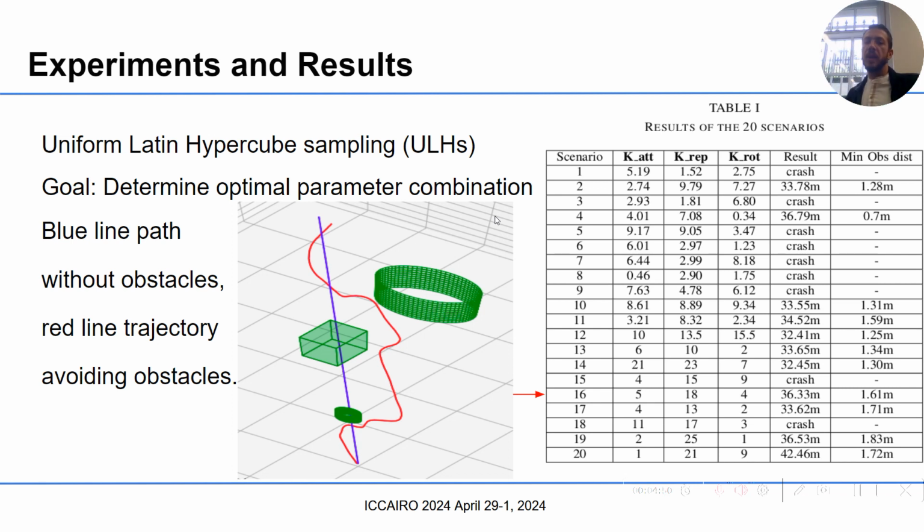We used Latin hypercube sampling in order to create 20 scenarios with different sets of these gain parameters, where for each of these sets, we saved the total path length of the UAV as the result, and also the minimum distance that the UAV had from the obstacles. This is just an indicative example where the blue line represents the path if there would be no obstacles, and the red line represents the trajectory of the UAV while avoiding the obstacles.